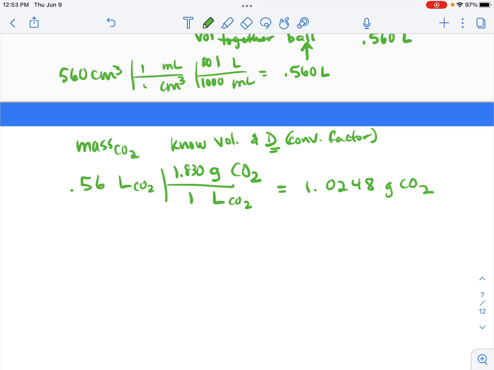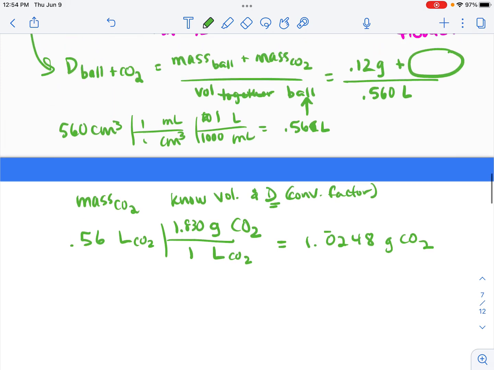This is not really 0.560, this is 0.56. So I have two significant figures, which means I'm really good to here. If I want to calculate with the whole thing, I can, or I can round it to 1.0, but I think when I did it, I waited to round, so I added in here 1.0248, and remember that that was my significant figure.